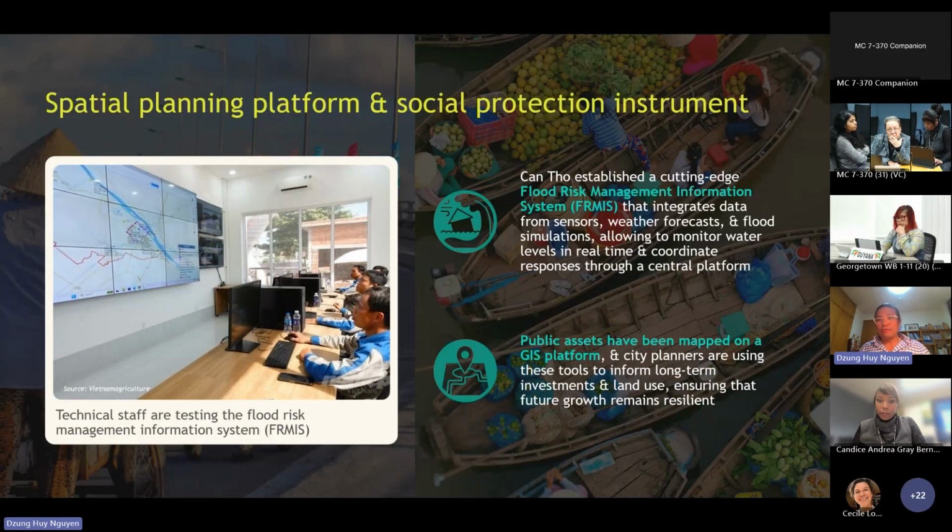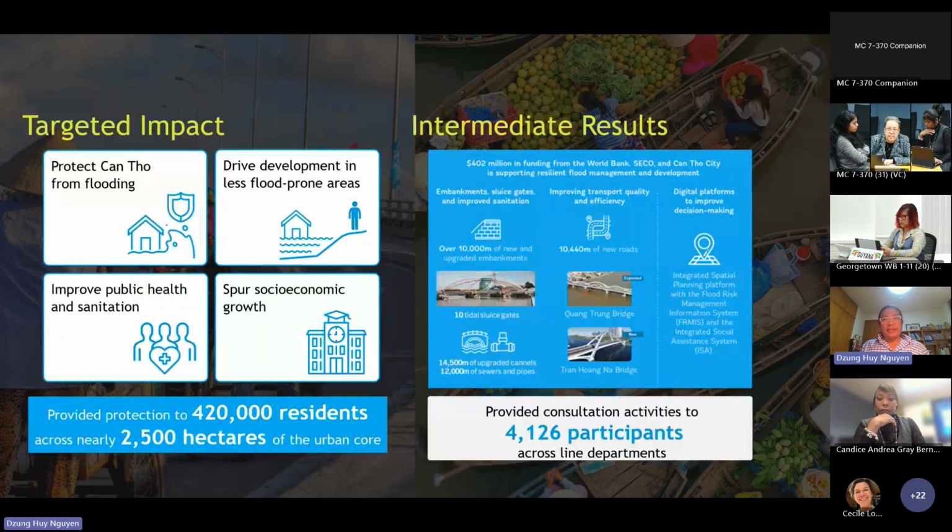SECO provided all the technical analysis and support. The IBRD from the World Bank financed all of the hardware you see on the screen. For instance, this is the city center operation center for all the systems. So the IBRD financed all the equipment and the operation center. So here are some of the tangible results you will see.